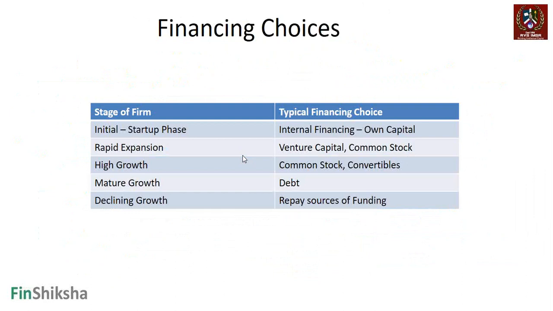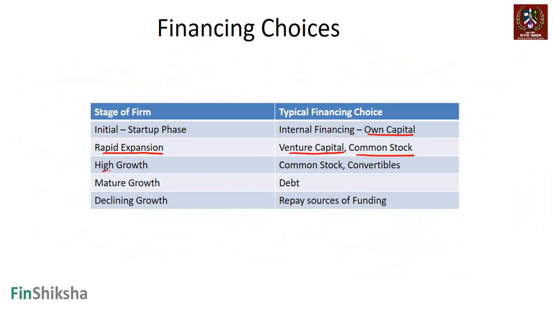Now, a business typically has financing choices during the course of its running the business. As the business starts, initial startup phase, most of the money is promoters' own capital, right? So it's all internal financing that has happened in the company till then. Then the company starts growing fast. That's the rapid expansion phase. And here, typically, you go outward and go to venture capital guys. In some cases, you can do a common stock issuance as well.